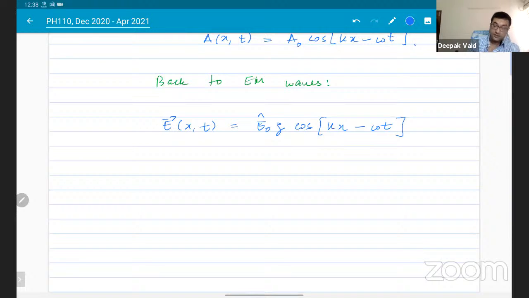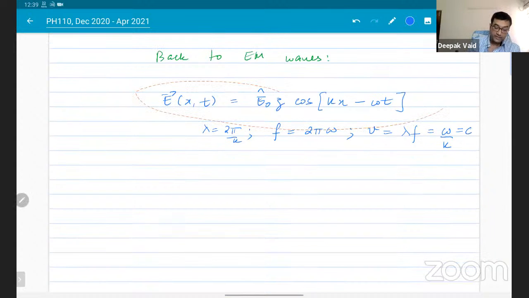kx minus omega t. This is a wave which has a wavelength equal to 2 pi by k, which has a frequency equal to omega by 2 pi, and which has a velocity. It is moving with some velocity. Now, what is the velocity of this wave? The velocity of this wave is going to be equal to lambda f, that is equal to omega by k. And what is omega by k? It has to be equal to c, the speed of light. So this is an oscillating electromagnetic wave.